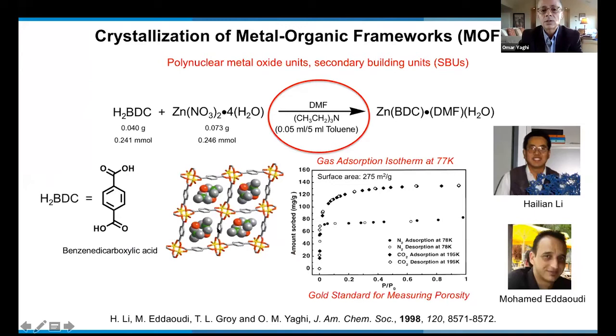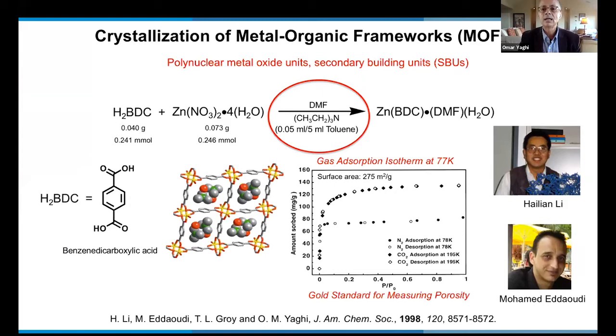To prove that in fact these frameworks are open, they have permanent porosity and they do not collapse like the coordination polymers, we measured the gas adsorption isotherm at 77 Kelvin to show that you have nitrogen uptake and nitrogen release from the pores without distorting the pores. This type 1 shaped isotherm indicates that the pores remain open in the absence of guests. And that really is the gold standard for measuring porosity. So this was the very first proof of permanent porosity in a metal organic structure.